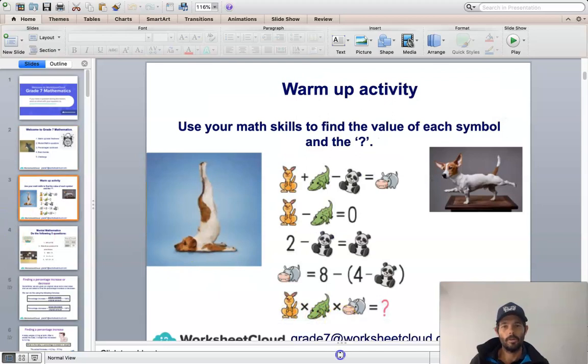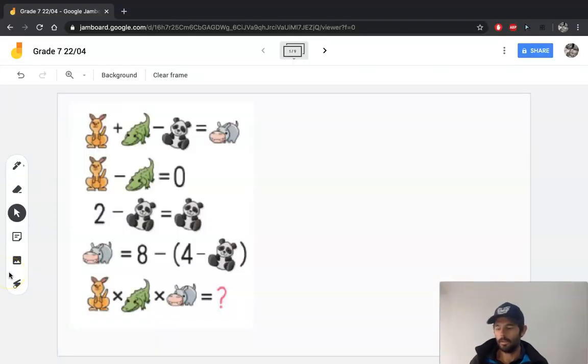Okay, so your warm-up for today is as follows. You need to use your math skills to find out the value of each symbol, and don't forget to work out the question mark at the end. Right, off you go.